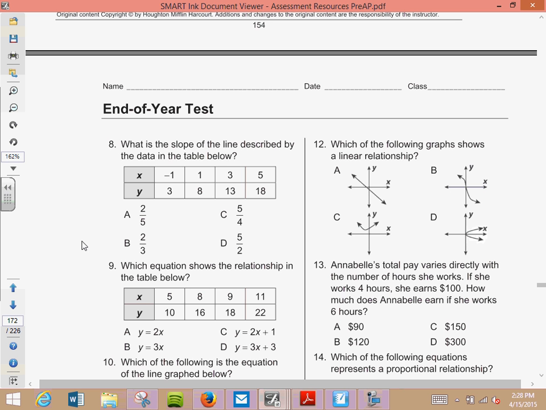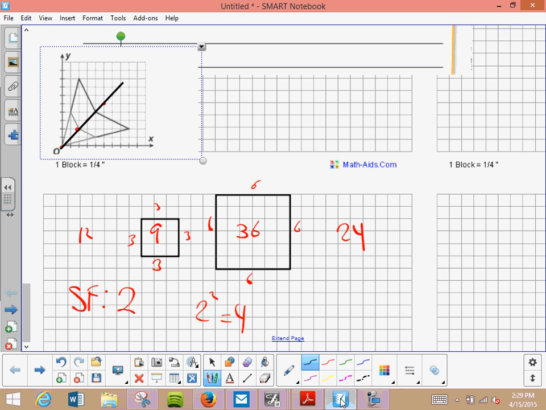All right. What is the slope of the line described by the data? How can you figure that out? Exactly. Y2 minus Y1 over X2 minus X1. So I'm going to get Y2 to be 18 and then Y1 to be 8. So what is 18 minus 8? 10. And then X2 will be 5 and then X1 will be 1. So what is 5 minus 1? So you get 10 over 4, which simplified is 5 over 2.